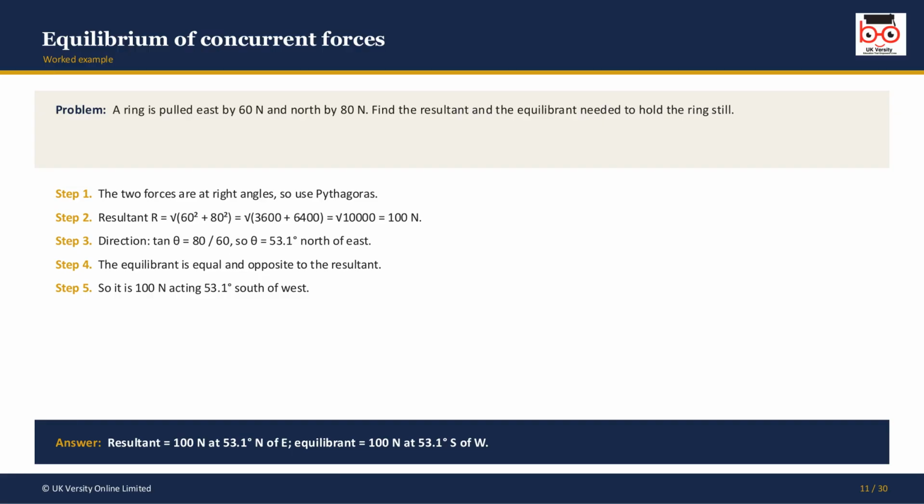Since the two pulls are at right angles, Pythagoras does the job. The resultant is the square root of 60 squared plus 80 squared, which is the square root of 10,000, or exactly 100 newtons.